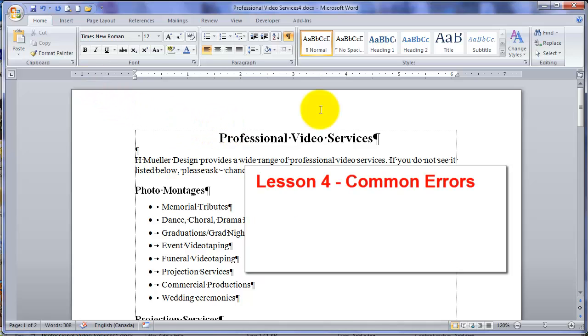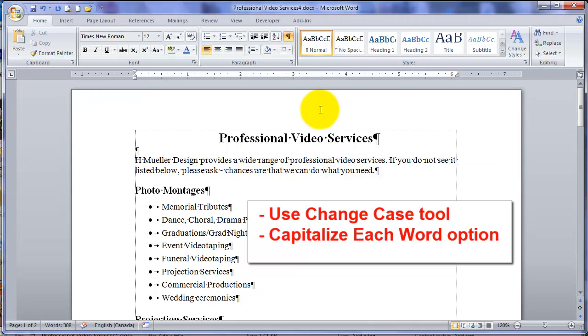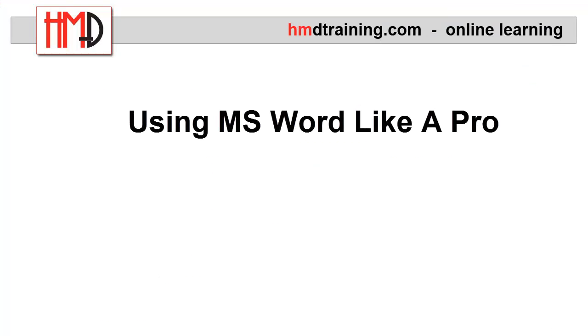In this 4th lesson, we discussed the common error of using bold and underline for headings and titles, as well as adding all uppercase. We use the change case option on the ribbon to replace all the uppercase with the more correct capitalize each word formatting. We then removed the underline and applied the formatting to the other headings using the Format Painter. Well, that wraps up using MS Word like a Pro course.